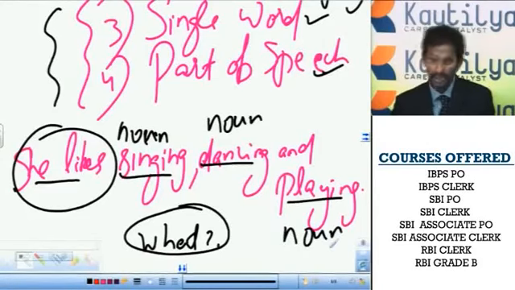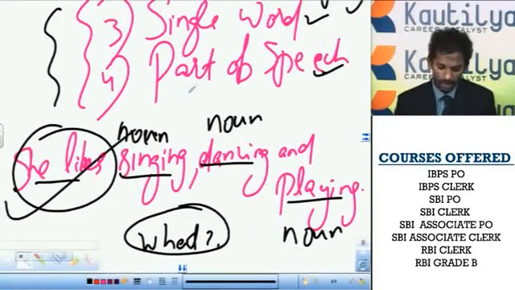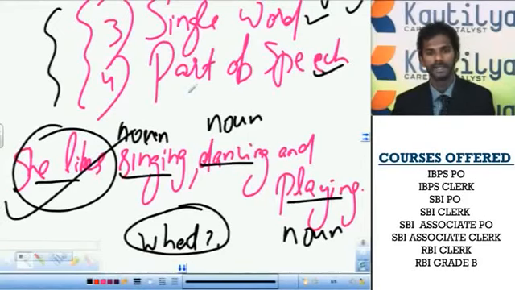So in this sentence there are three ideas. All the three ideas are single words and all the three ideas are in the same part of speech, that is noun. So this sentence has got parallelism. This sentence is grammatically correct. Got it? So that is about the concept of single word and part of speech.